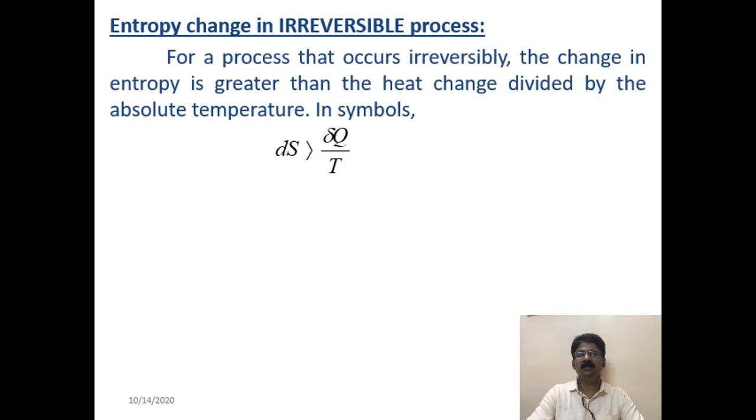For a process that occurs irreversibly, the change in entropy is greater than the heat change divided by the absolute temperature for that process. For any irreversible process, the change in entropy, that is ds, is greater than the ratio of the heat transfer to the absolute temperature at which the heat transfer is taking place. So ds is greater than del q by t. Now let us prove this.